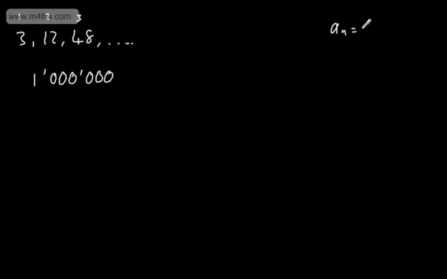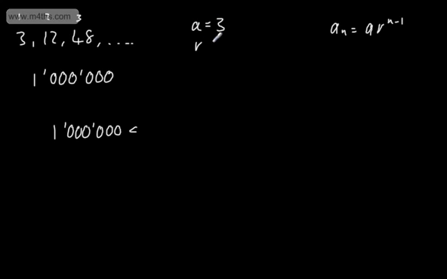Now we know that the nth term, a sub n, is going to be equal to a multiplied by r to the power of n minus 1. So let's set this up. We're going to have 1 million, and we want the term to exceed this value. Therefore, we will have a strict inequality. If we look, we can find the value of a by looking at the first number here.